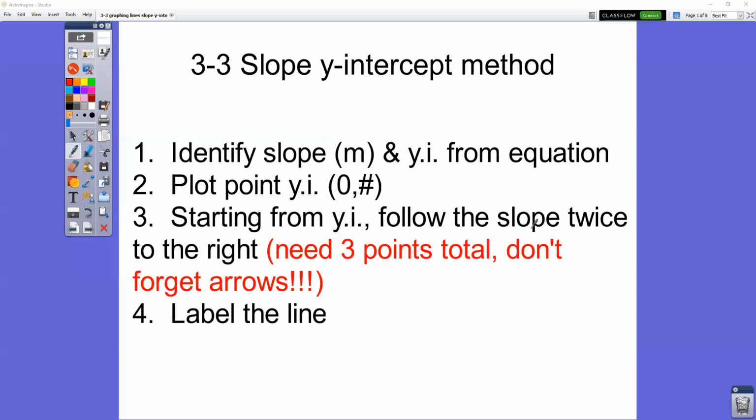This is a lesson for 3-3. What we're learning about today is the slope y-intercept method of graphing lines. This is a different method of graphing lines compared to the other day.